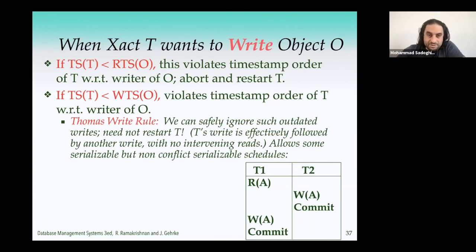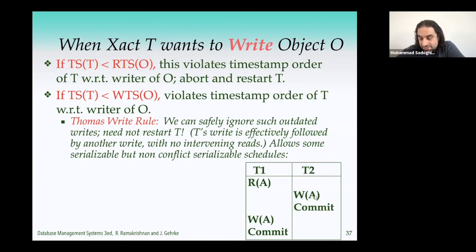There is an exception to this rule, which is known as the Thomas write rule. Consider this example at the bottom. T1 reads A, T1 also writes A. T2 only writes A. And we know that the timestamp is generated when the transaction starts.